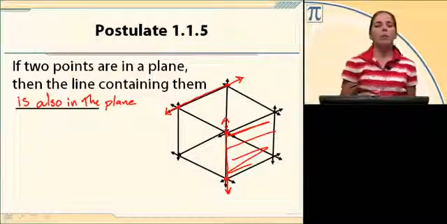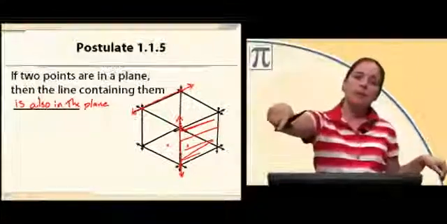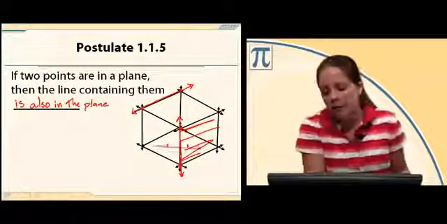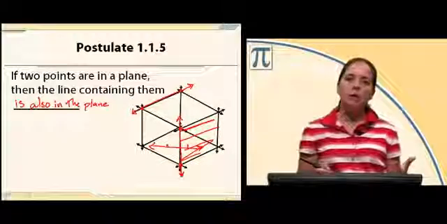So if you imagine 2 points on the floor, in the middle of the floor somewhere, and you draw the line to those 2 points, is that line also on the floor? Yeah, it's going to be. If you have 2 points in a plane, the line containing them is also in the plane.